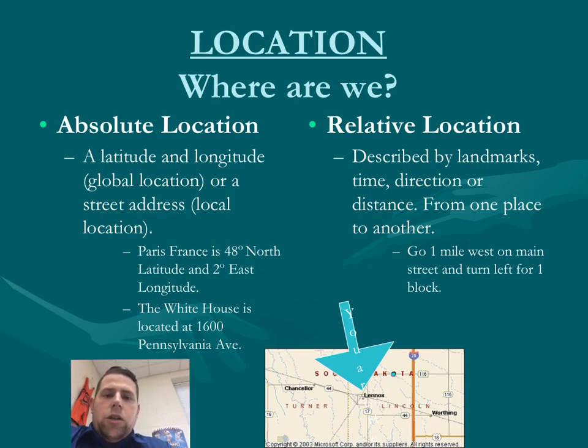The second way is relative location, which means you describe it by landmarks or directions. So if you're giving directions to, let's say, the grocery store, you would say, go 1 mile north, then turn right on so-and-so street. Or the park is located near the big group of trees. That's relative location. It's not as exact as absolute location. So that is the first theme of geography, location.